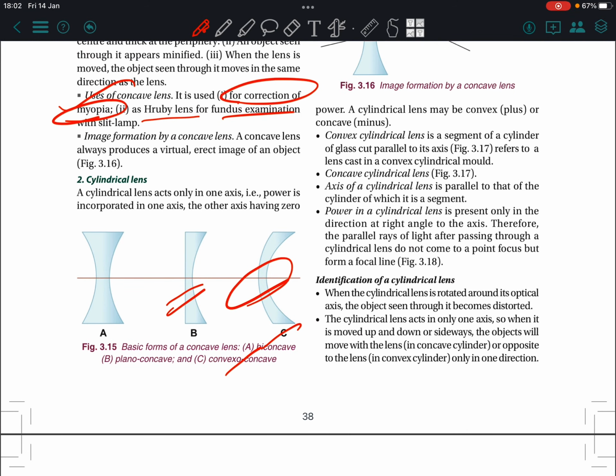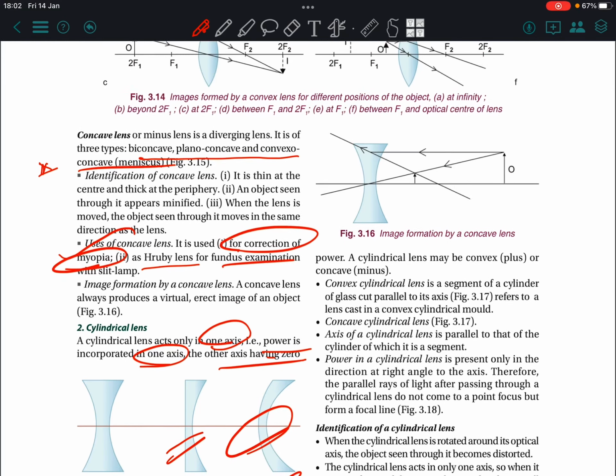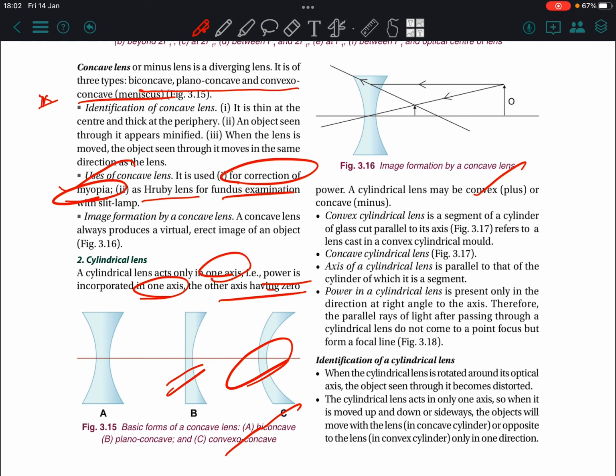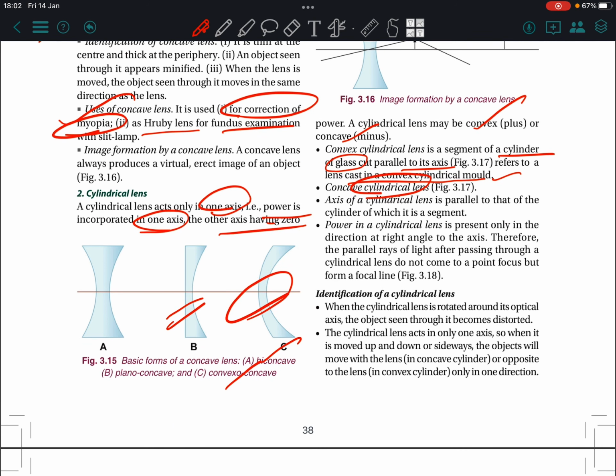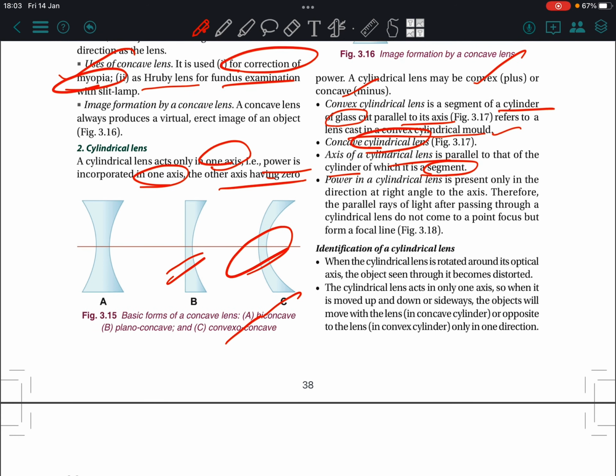Cylindrical lens. A cylindrical lens acts only in one axis, that is, power is incorporated in one axis, the other axis having zero power. The cylindrical lens may be convex or concave. A convex cylindrical lens is a segment of a cylinder of glass cut parallel to its axis. It refers to a lens cast in a convex cylindrical mold. In a concave cylindrical lens, the axis of the lens is parallel to that of the cylinder of which it is a segment. Power in a cylindrical lens is present only in the direction at right angle to the axis.